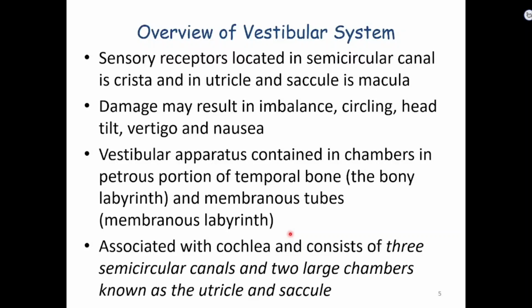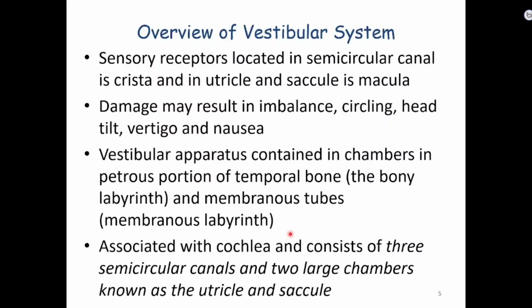So any head movement, if these areas are damaged, can result in causing vertigo and nausea. Vertigo is spinning of your head. So the vestibular apparatus is present inside the petrous temporal bone, which is the bony labyrinth, and inside that is the membranous labyrinth. So we were talking about saccule, utricle and semicircular ducts.